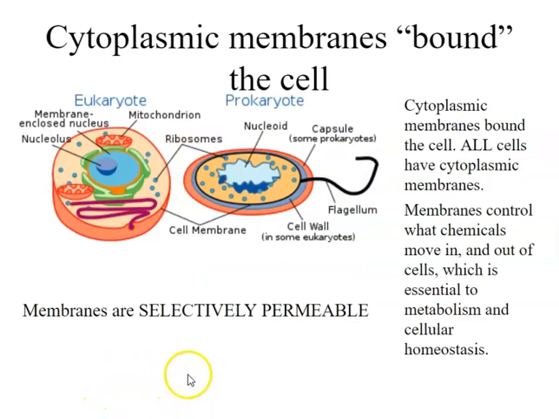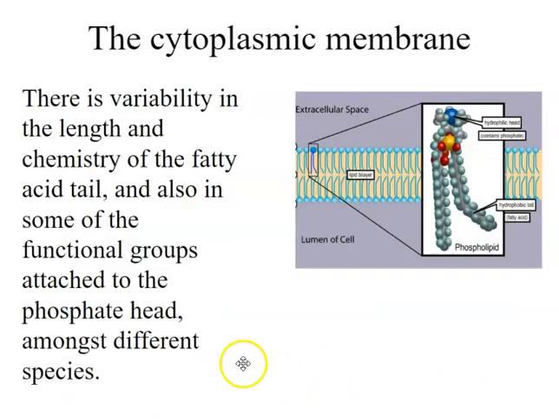Cytoplasmic membranes bound the cells, so all cells have them. They are selectively permeable, meaning they control what goes in and out of the cell. And they're also important in metabolism and therefore maintaining cellular homeostasis. Those are all important functions of the cytoplasmic membrane, and all cells have cell or cytoplasmic membranes.